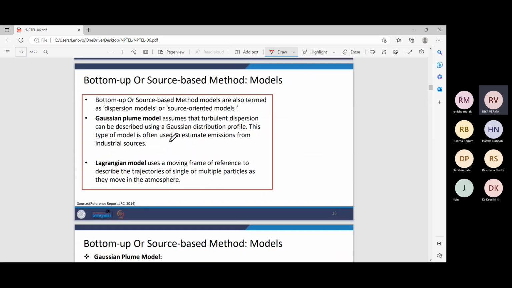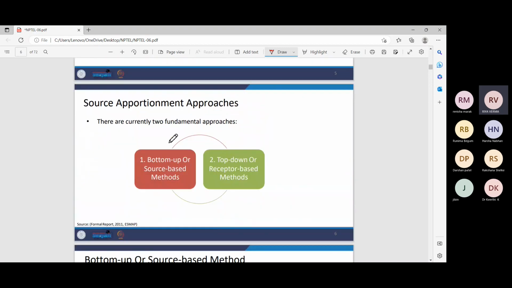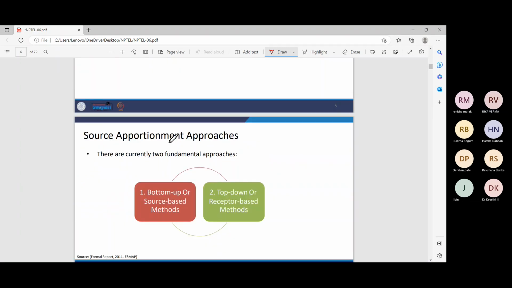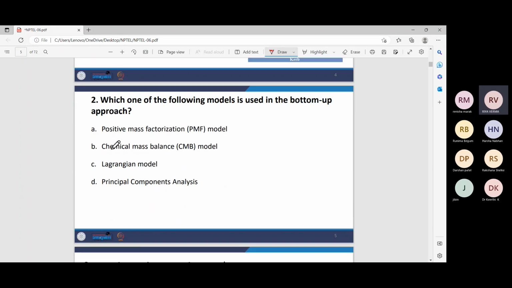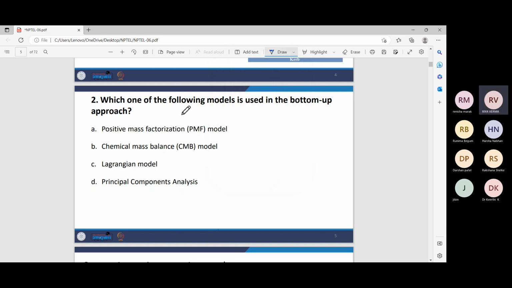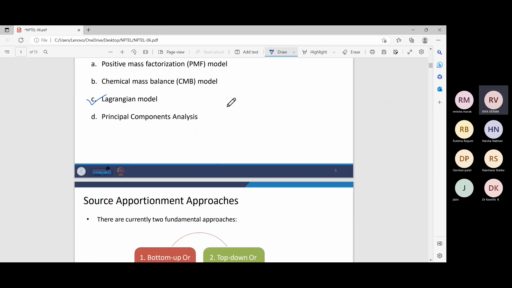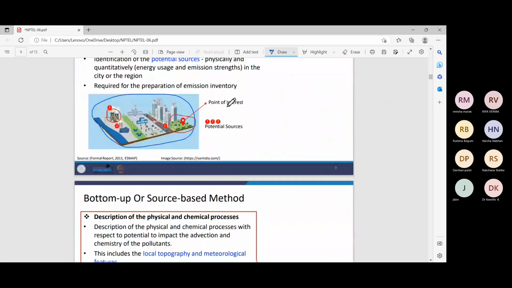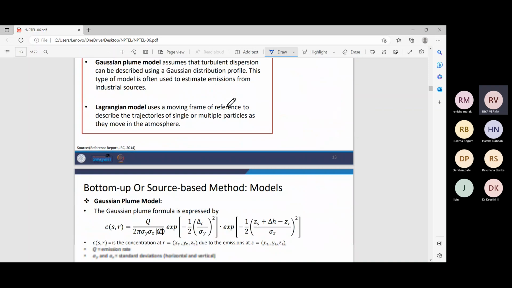Now coming towards our question, I guess most of the students have got some idea about these bottom-up approaches. Okay, so which of the following models is used in the bottom-up approach? We just discussed two models that are there for this bottom-up approach. Anyone? Lagrangian model, ma'am. And the other model that is there for the bottom-up approach? And Gaussian plume model. Correct.